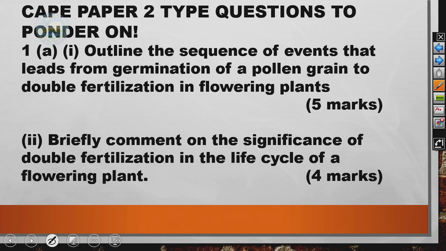Right? So first one, outline the sequence of events that leads from germination of a pollen grain to double fertilization in flowering plants. And secondly, briefly comment on the significance of double fertilization in the life cycle of a flowering plant. These are just two.